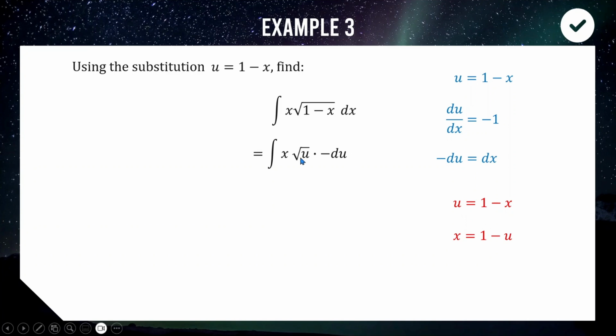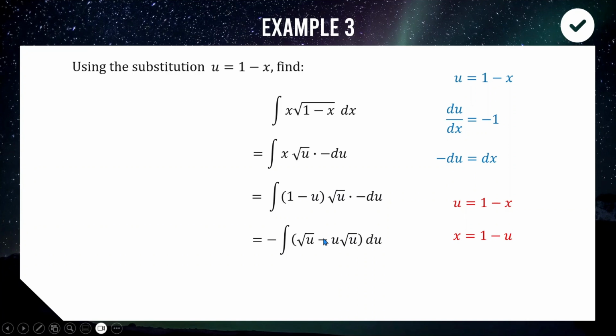So going back to our integral, the x is now going to become a 1 minus u multiplied by the square root of u, and then we have the negative du on the end. Okay, so with that negative, we're just going to yoink that out the front so we don't have to worry about it. And we're going to have to expand our brackets here so we have two things that we can integrate. So expanding out, we get the square root of u times 1 minus the square root of u times u. Like I said, the negative's out the front and we'll worry about that later.